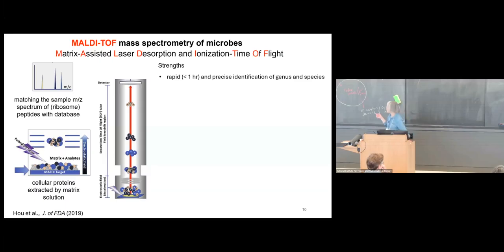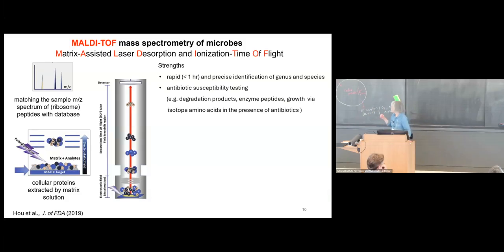So the advantage is it's very rapid. It's less than an hour, and it can precisely define the genus and species. In fact, clinicians use that to rapidly type pathogenic bacteria. And it's actually kind of neat in the sense that they can develop it further to do very rapid antibiotic susceptibility tests. You can use this to detect, say, degradation products of antibiotics, or enzymes that are capable of degrading antibiotics, and also growth via isotope amino acids, basically the ability to grow despite the presence of antibiotics. So these are the applications.